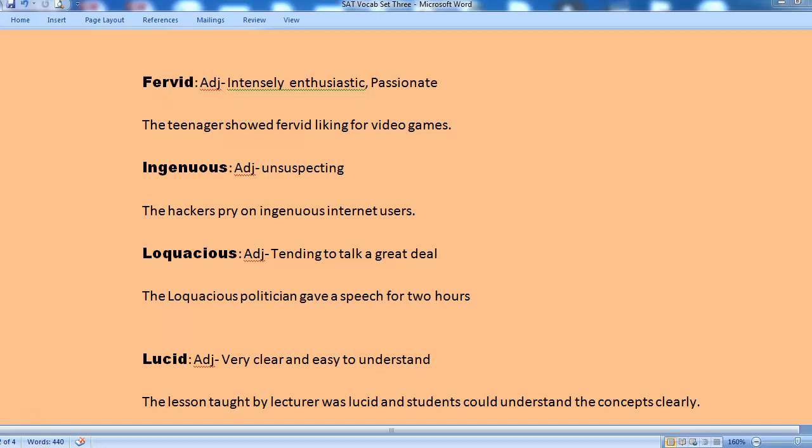Next word is lucid. Lucid is an adjective and it means very clear and easy to understand. The lesson taught by the lecturer was lucid and students could understand the concept clearly.